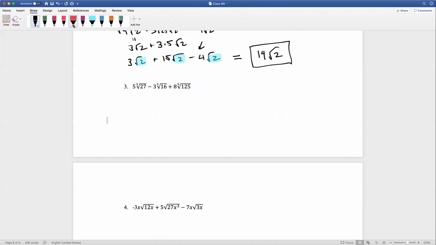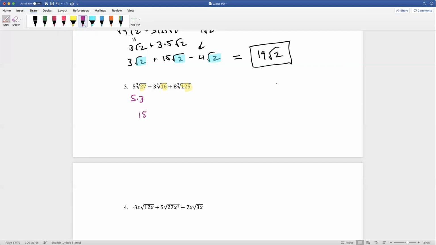So again, I noticed first thing that, look, these are not the same. We have 27, we have 16, we have 25. So they're cube roots of all of them, right? So the index is the same, but the radicand is not. That means we're going to try to simplify each one of these guys. So let's see what we can do. 5 times the cube root of 27. Well, 27 is a perfect cube, right? What number when you cube it gives us 27? Well, that's the same thing as saying 3. So this is equal to 5 times 3, and that is equal to 15.